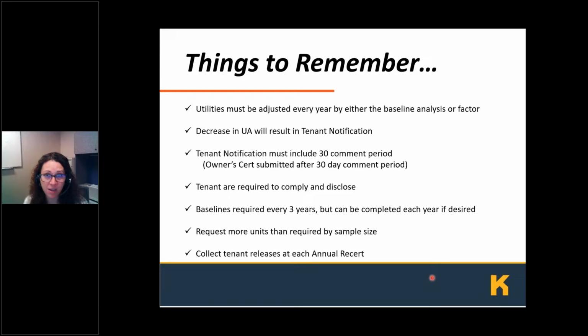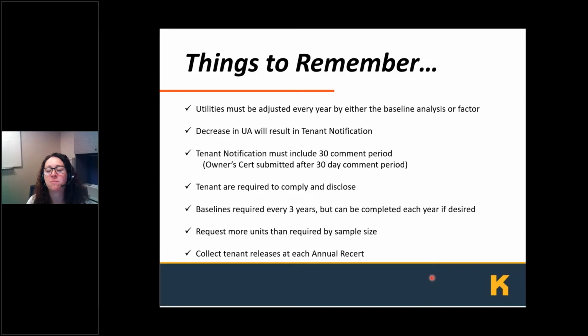A couple of things that I want to make sure that you remember, take away. Utilities must be adjusted every year. So that's either by a baseline or by a factor. Decrease in the UA is going to result in a tenant notification. Decreases are very likely for any property taking the factor now until those who are effective March 1st, and then we'll see what happens then.